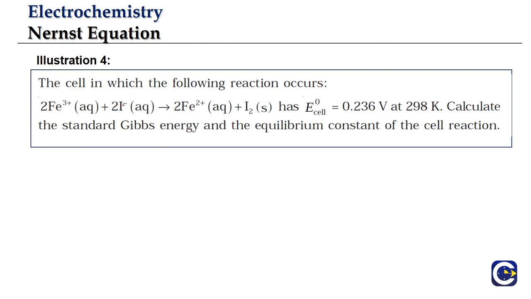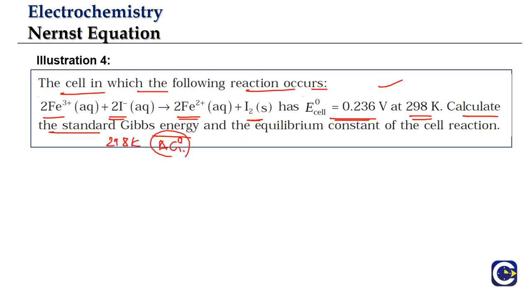We'll look at a question on this. The cell in which the following reaction occurs: 2 Fe3+ ions plus 2 I minus ions gives rise to 2 Fe2+ and I2, has an E0 value of 0.236 V at 298 Kelvin. Of course, E0 itself means the temperature must be 298 Kelvin. Calculate the standard Gibbs free energy, meaning we have to find the Gibbs free energy at standard conditions, which we will call delta G0, and the equilibrium constant. So we need to find both the standard Gibbs free energy change as well as the equilibrium constant.